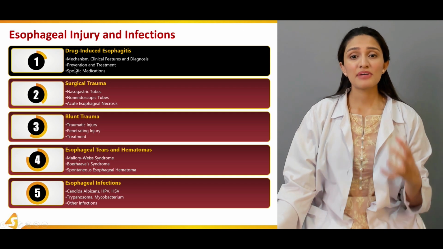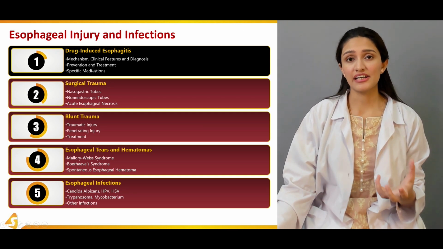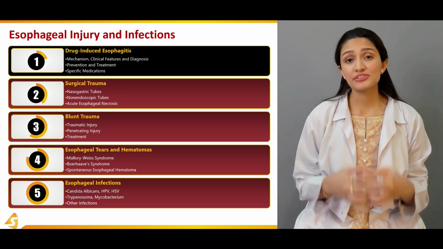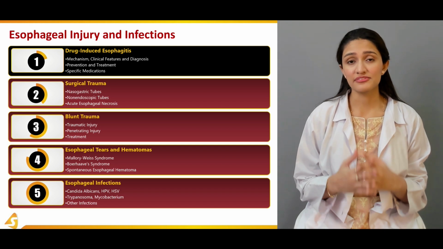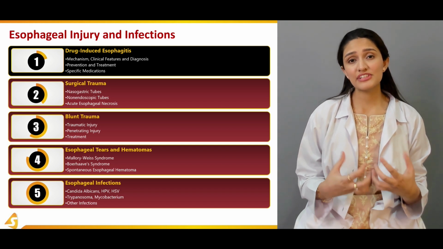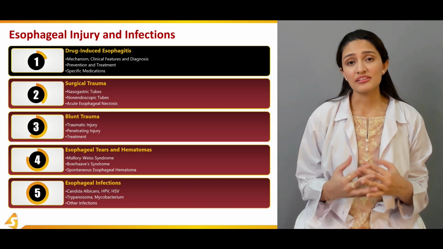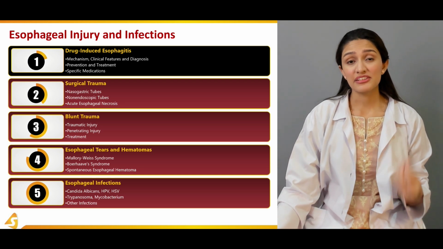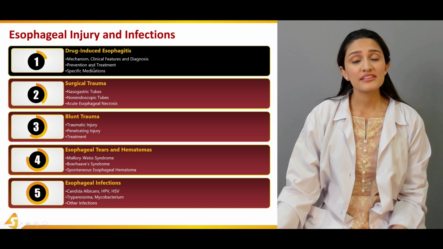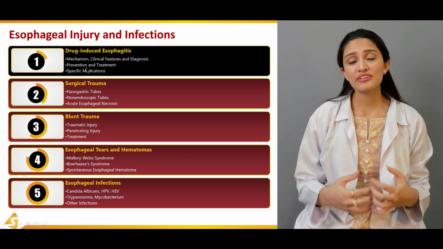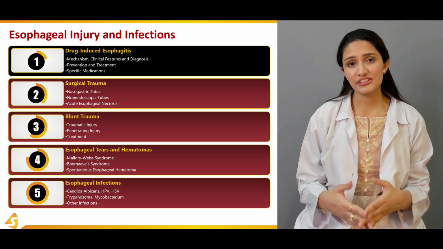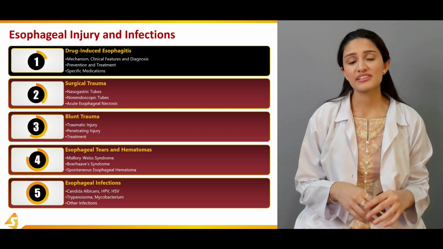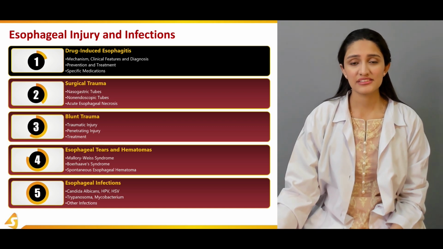In this section, we'll be studying the mechanism, the clinical features, and the diagnosis. What are the different steps of the mechanism through which the medicines cause injurious effects to the mucosal surface of the esophagus? What clinical features might a patient present with while taking this sort of medication? How can we diagnose drug-induced esophagitis? What are the different types of prevention and treatment? How can we prevent these drugs from causing esophagitis, and what are the treatment options? And what are the specific medications which cause drug-induced esophagitis?